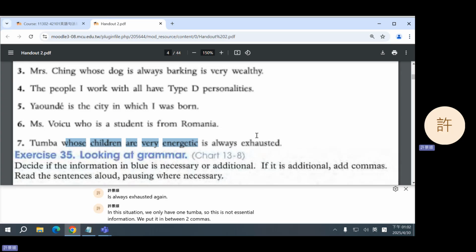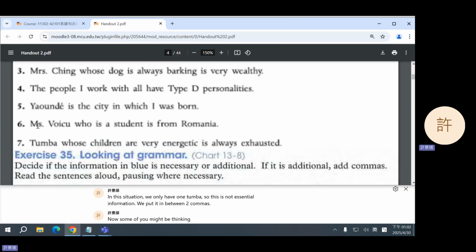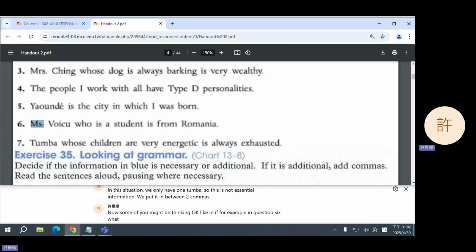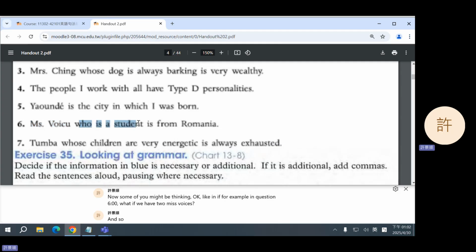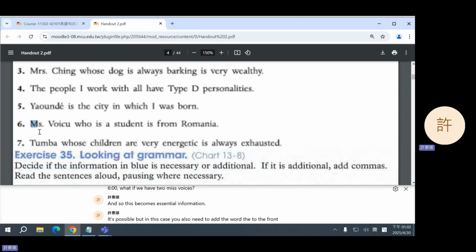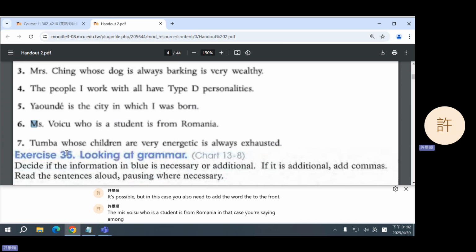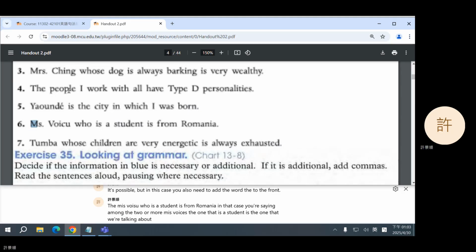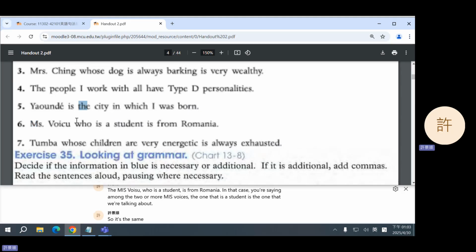Now, some of you might be thinking, okay, for example, in question 6, what if we have two Ms. Voisus? And so this becomes essential information. It's possible, but in this case, you also need to add the word "the" to the front. The Ms. Voisu, who is a student, is from Romania. In that case, you're saying among the two or more Ms. Voisus, the one that is a student is the one that we're talking about. So it's the same logic as this use of "the".